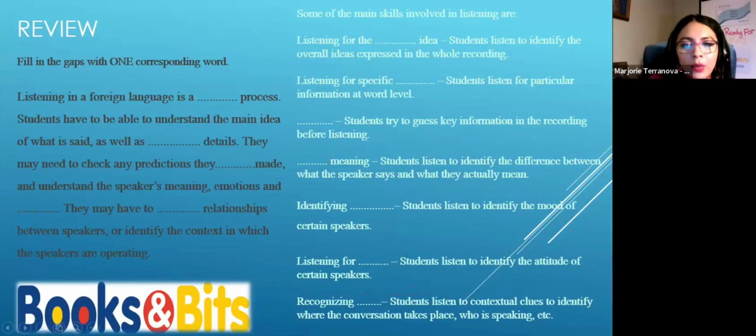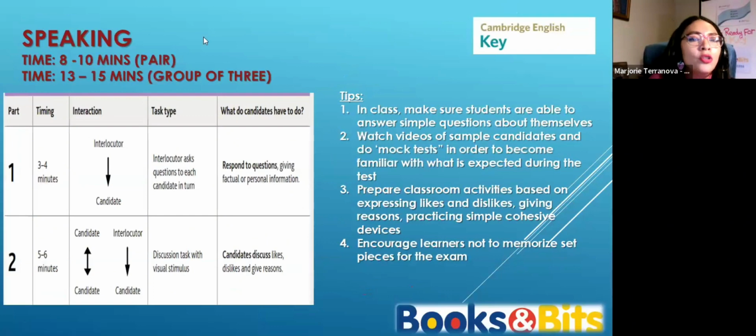Even though I think we have just 15 minutes, let me introduce you to the speaking part of the test. First of all, in class, make sure that your students are able to answer simple questions like, what's your name? Where do you live? Do you work or are you a student? Because those questions are going to be asked. Of course, if they are teenagers, there is the A2 Key for Schools in which they don't have that kind of question. They just say, what do you study? So when they ask what do you study, it means that my students need to know subjects.